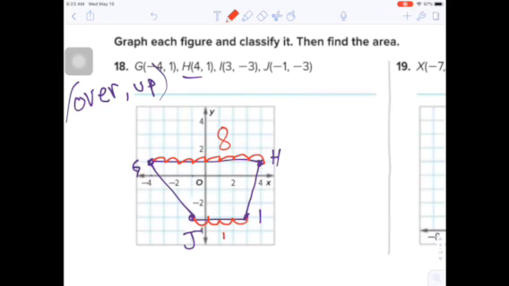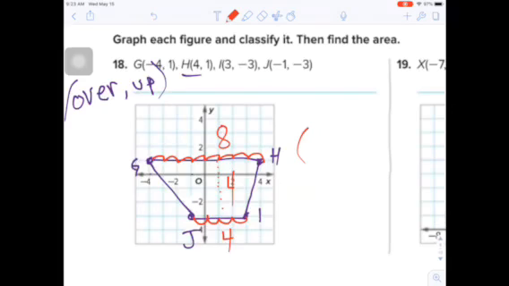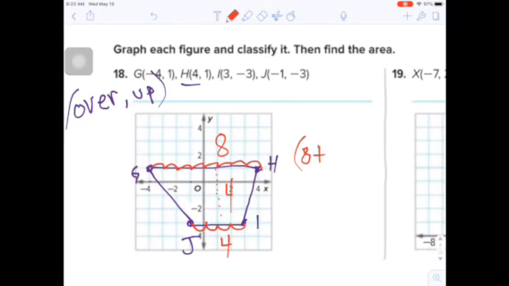1, 2, 3, 4. Then I need my height, which goes straight through the figure. Oh, make it a dotted line. Okay, and that looks like a height of 4. So my trapezoid formula is going to be 8 plus 4, because those are my bases, and then multiplied by 4, because that's my height, all divided by 2.